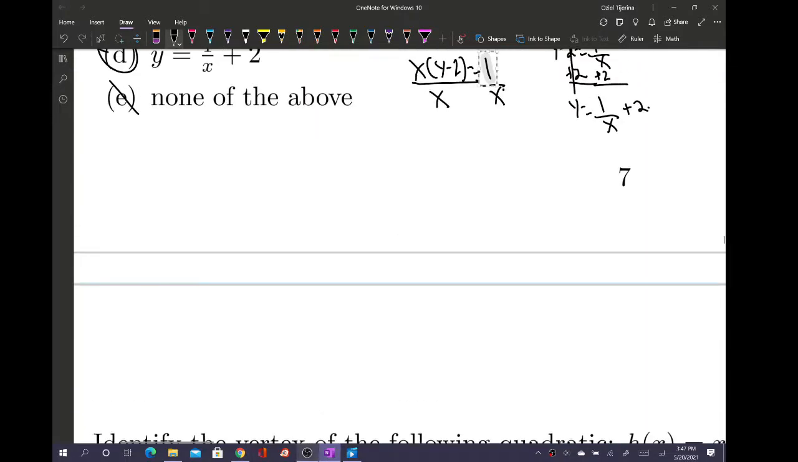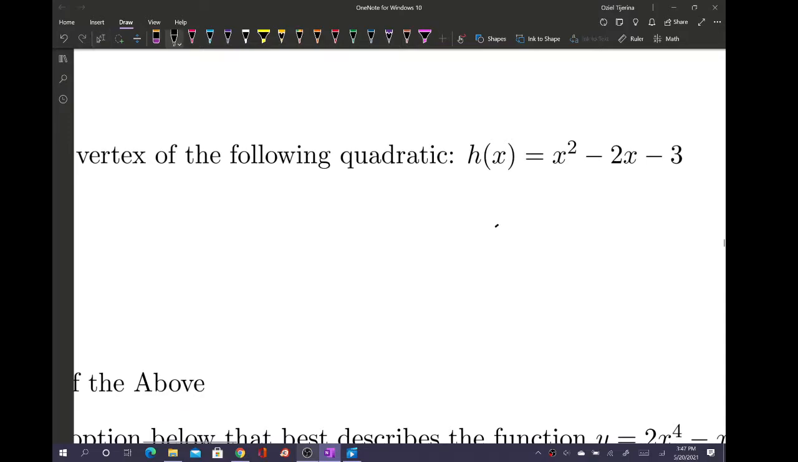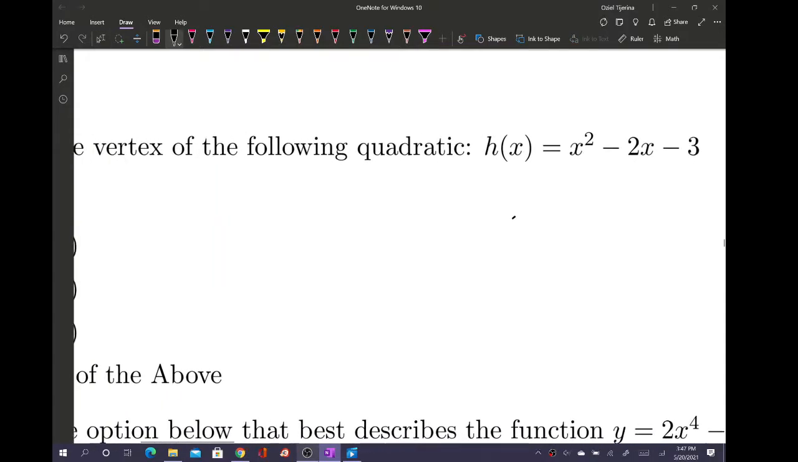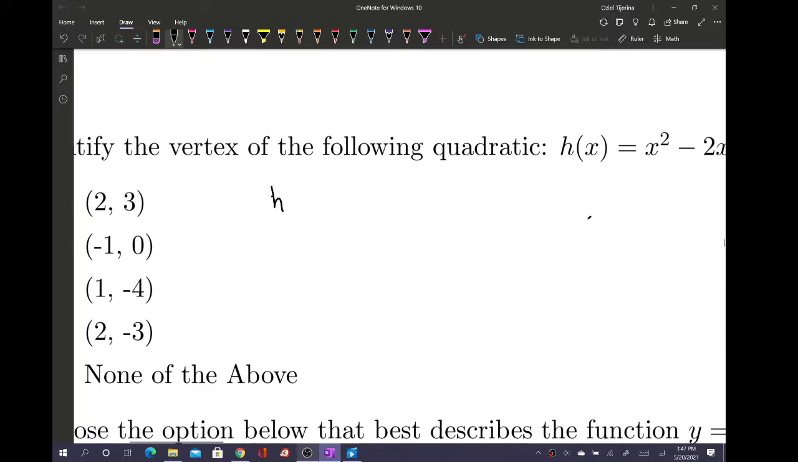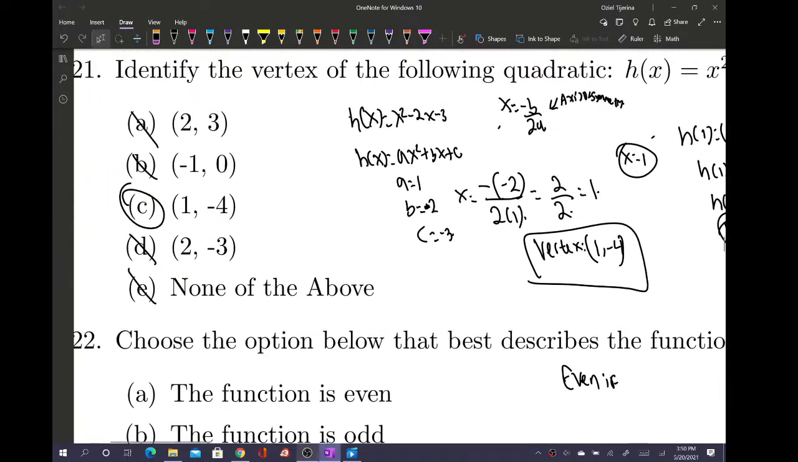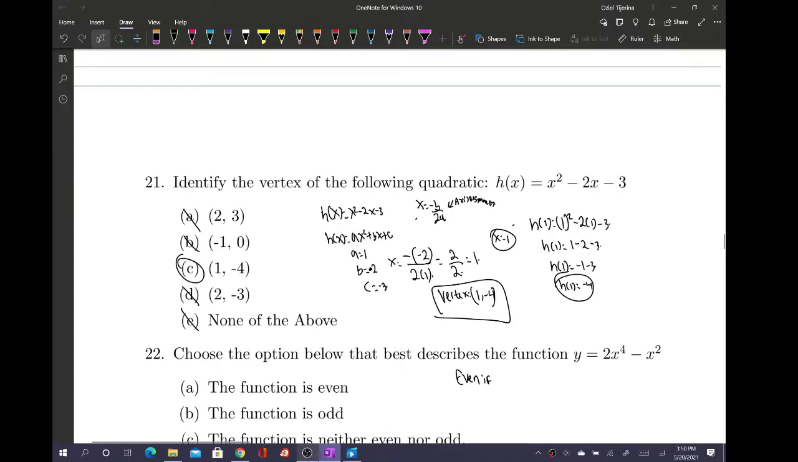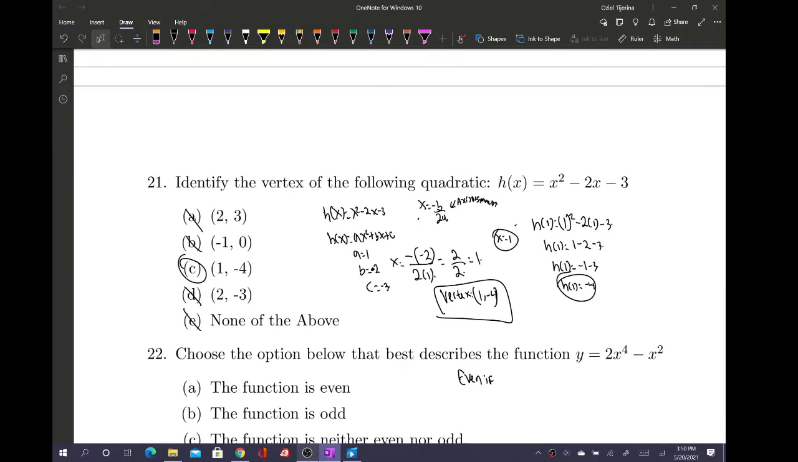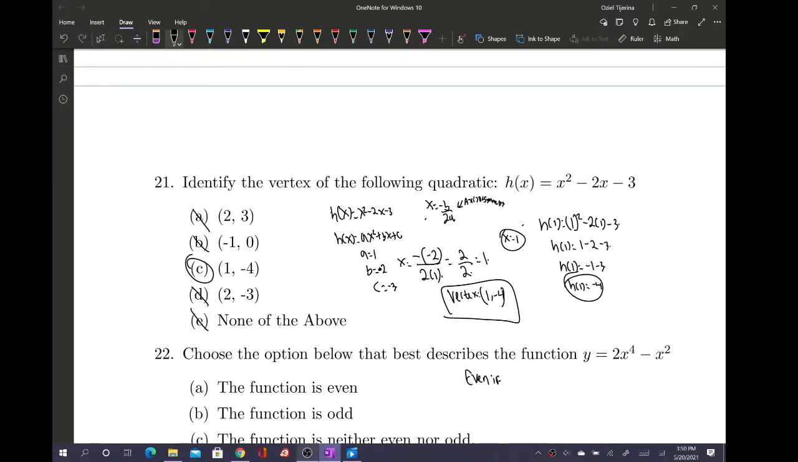Identify the vertex of the following quadratic: h of x equals x squared minus 2x minus 3. For this one, we get that the vertex is (1, -4), and the answer is C.